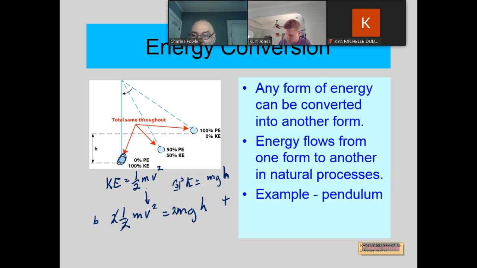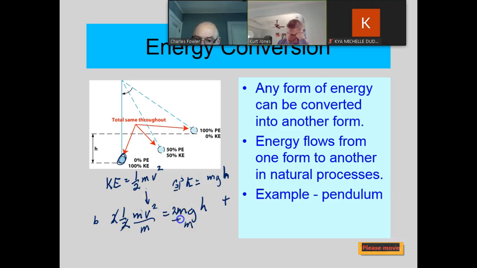Now we need to divide something. What do you suggest we divide to isolate the v? V squared? No, don't mess with that yet. What is in the way here? M. Let's divide out the m. Get rid of it.